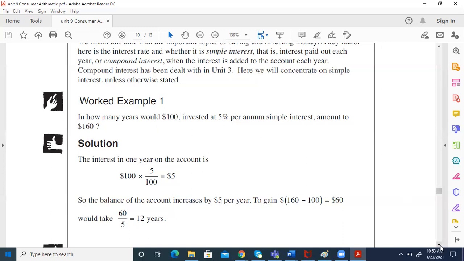I'll probably change the screen and show that process, but I guess we can just work through these questions and then go back to compound. All right, okay, no problem.